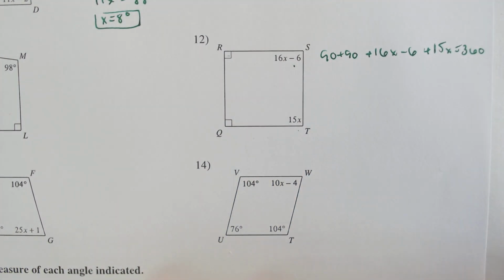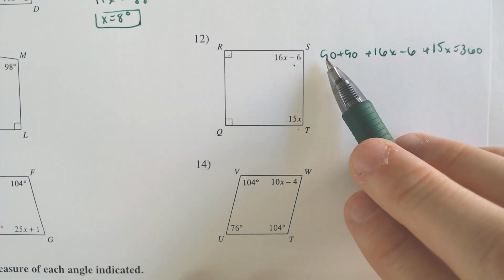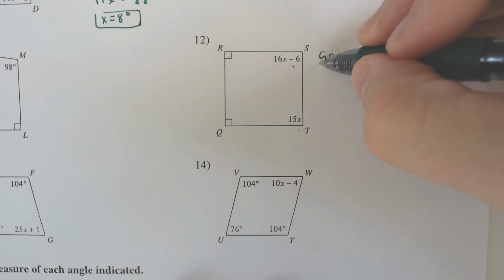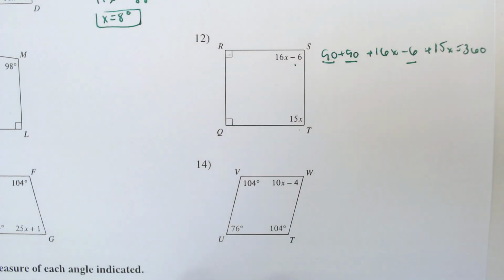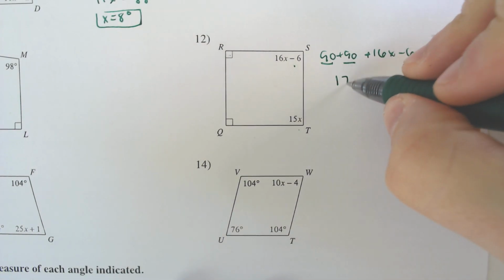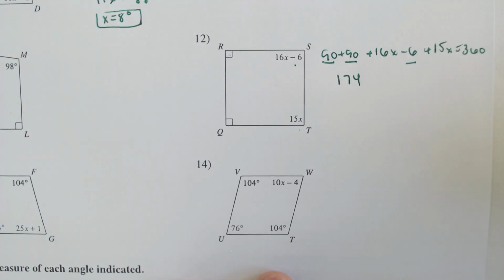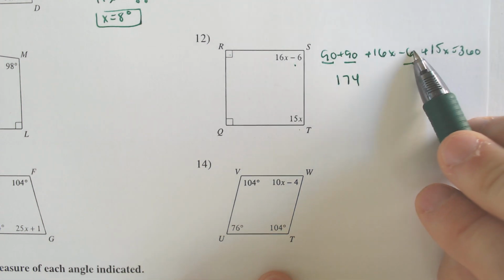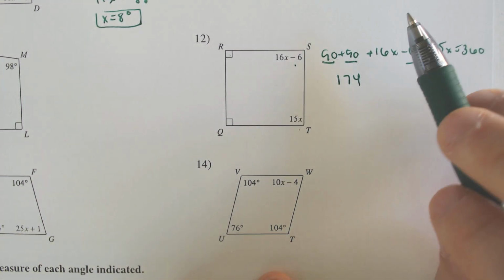So I have added 90 and 90, and the 16x minus 6, and the 15x, added everything and equaled it to 360. We're going to combine like terms. If we add 90 and 90 with the negative 6, you end up with 174.